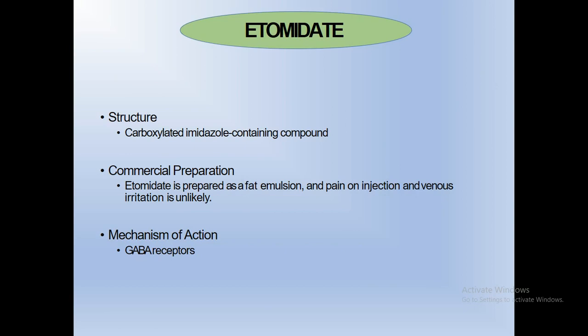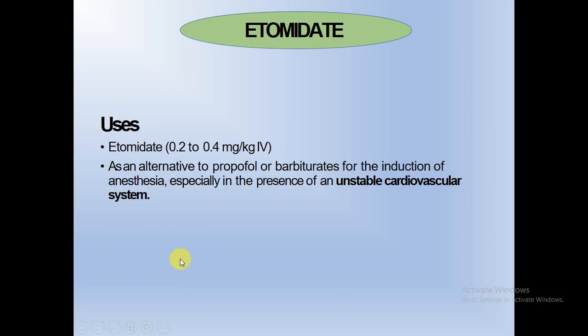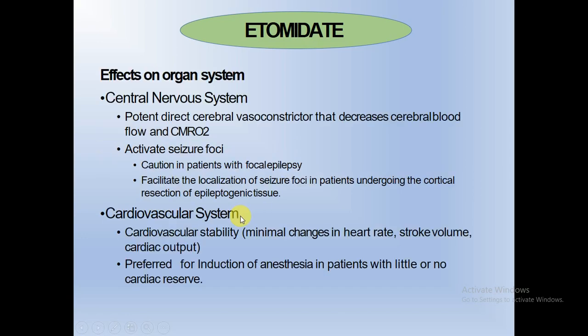Etomidate is another intravenous induction agent. Its structure closely resembles carboxylated imidazole-containing compounds. Etomidate is prepared as a fat emulsion, and pain on injection and venous irritation are unlikely. Mechanism of action: etomidate can directly bind with the GABA receptor, gamma-aminobutyric acid. The clinical use of etomidate is 0.2 to 0.4 milligram per kg body weight, as an alternative to propofol or barbiturates for induction of anesthesia, especially in the presence of unstable cardiovascular systems.